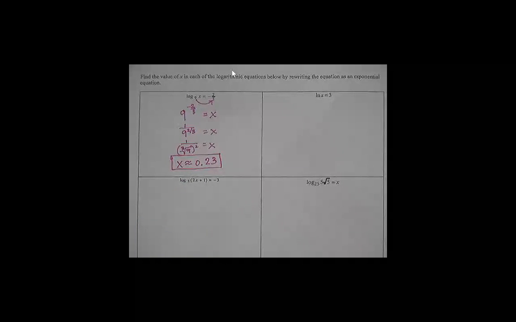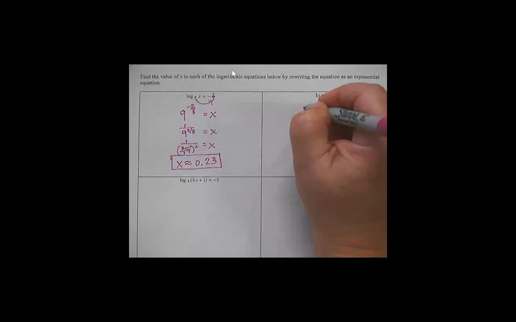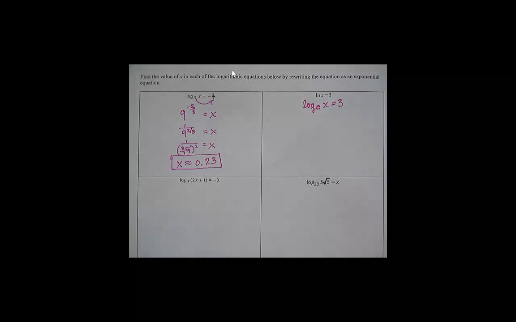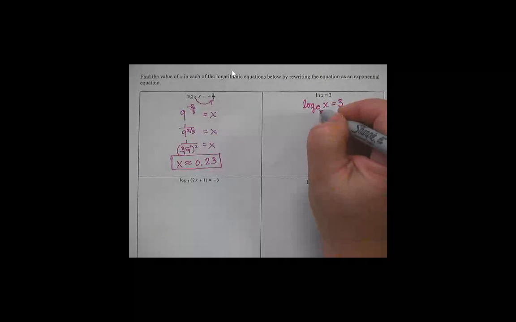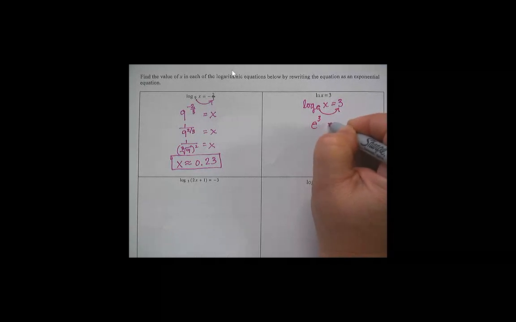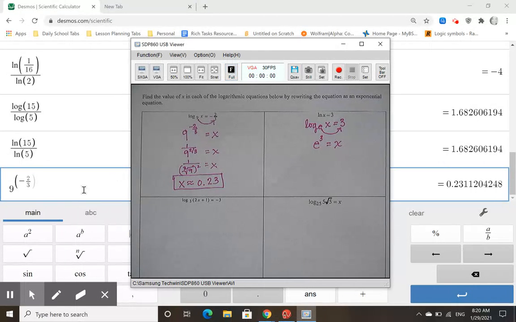Okay, now for this one, I want you to remember that when you have a natural log, it means a logarithm where your base is the number e. E is not a variable. E is the number approximately 2.7. So then the e swings over and beats up the 3. So e to the 3rd power is x, and we're clearly going to need our calculator for that.